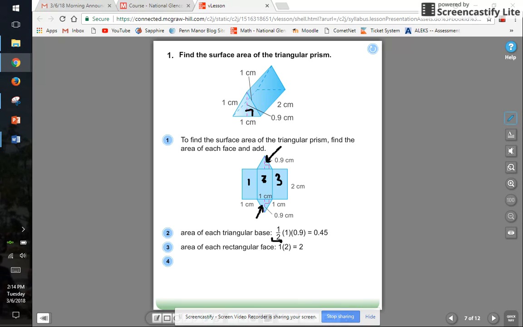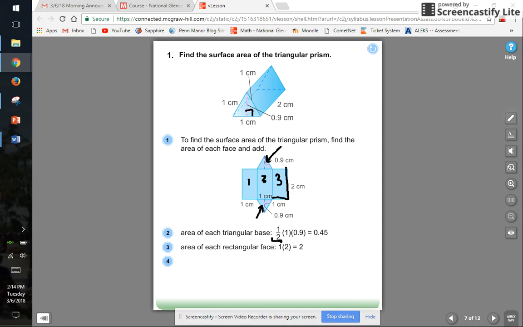Then to figure out the sides, we would multiply 2 times 1. Base times height. Here's one of them. And another hack we talked about today: I noticed that when I looked at the triangles, they had all equal sides. We call that an equilateral triangle, which means all the faces will be the same too. So I found the area of one of the rectangular faces.